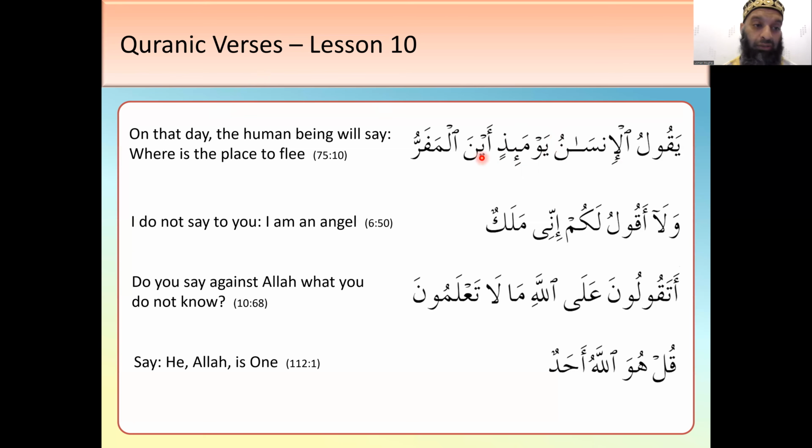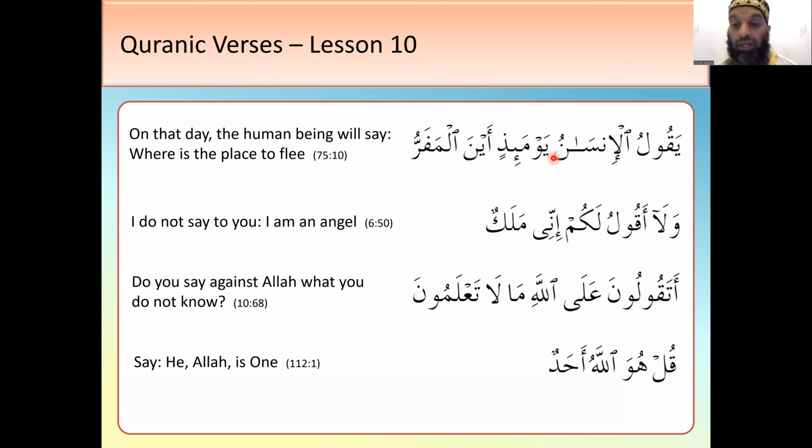Aina. What does aina mean? Where. In conversational Arabic, you'll say min aina anta, where are you from? So aina, where, al-mafar. You have to know this word, far. This far is a weak verb actually. Its root letters are fa, ra, ra, so it's a weak verb. It's like one of those weak verbs.